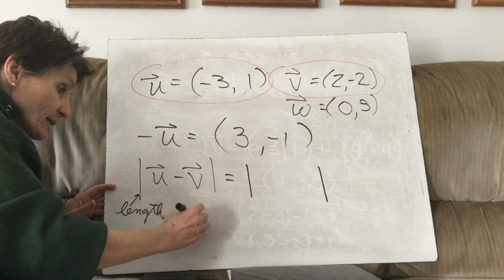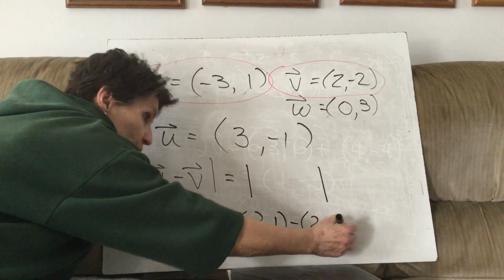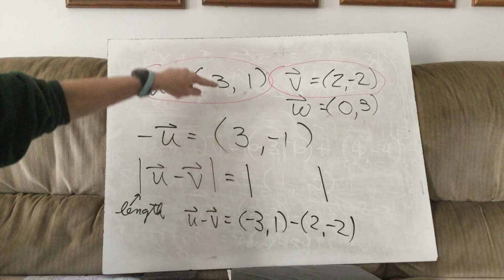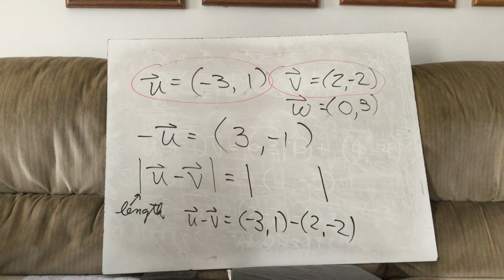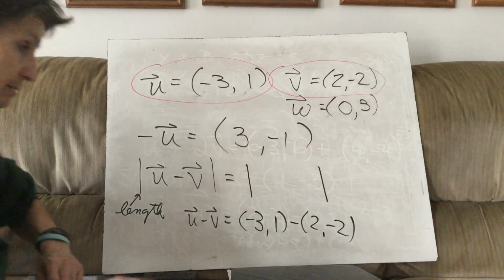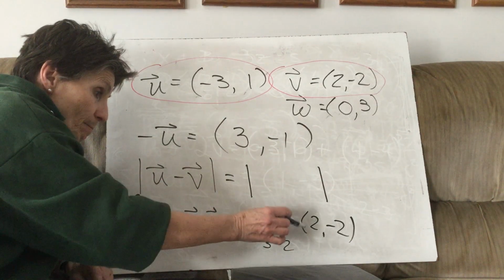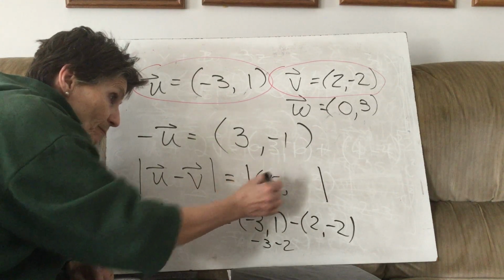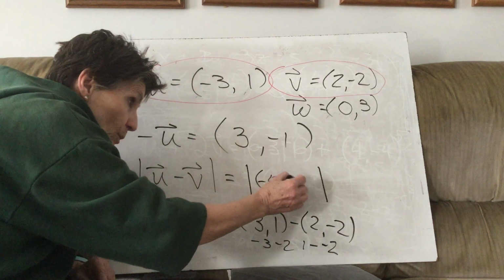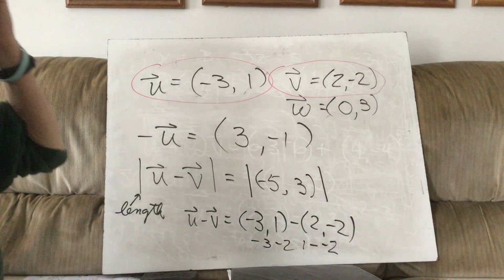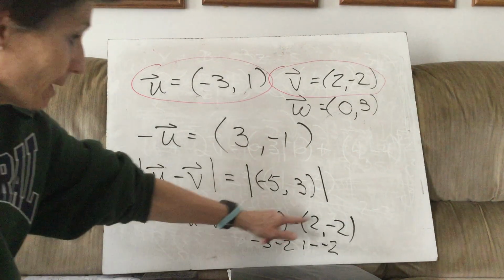So U minus V will be negative 3, 1 minus 2, negative 2. That is U minus V. Now, let's subtract. Negative 3 minus 2 would be negative 5. And 1 minus negative 2 would be 3.